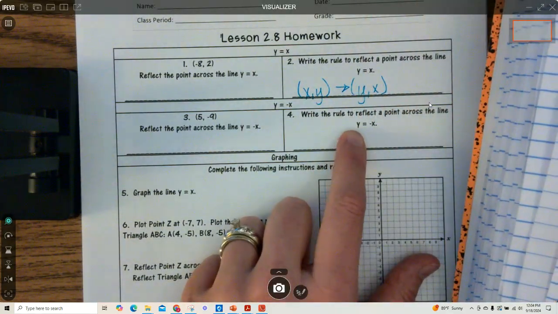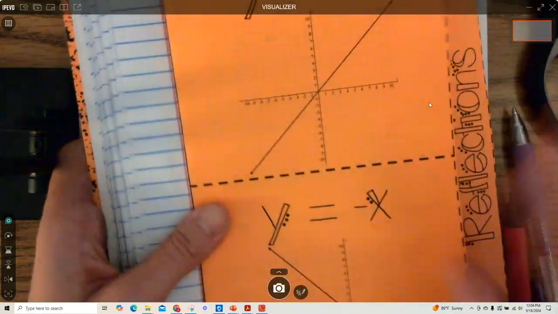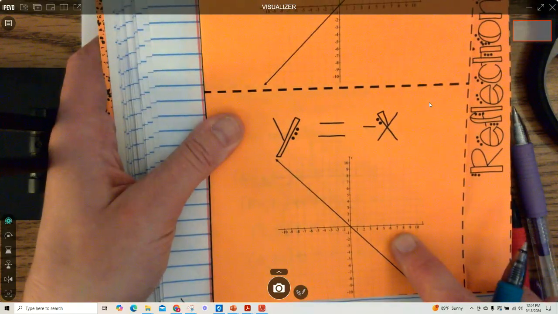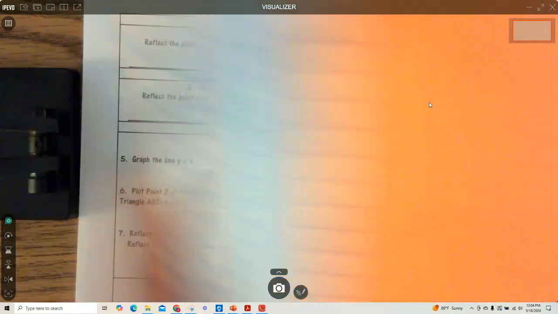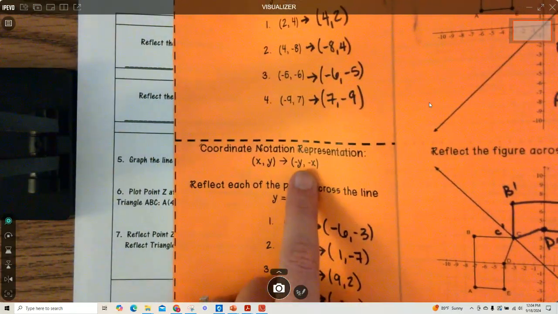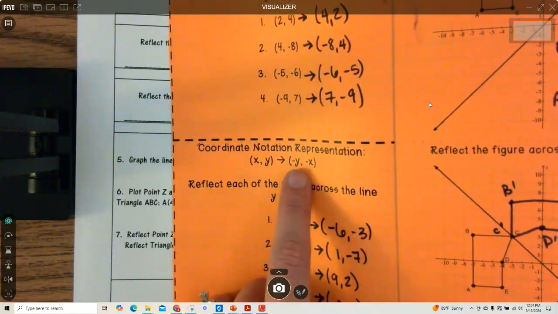If we want to reflect across y equals negative x, see this line looks different, it's slanted the opposite direction. So if we want to reflect across this line, same thing, we flip them, but we change their signs as well.